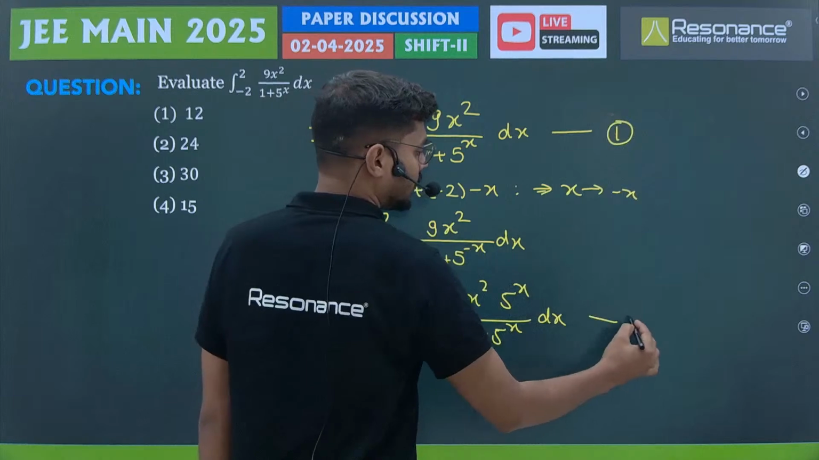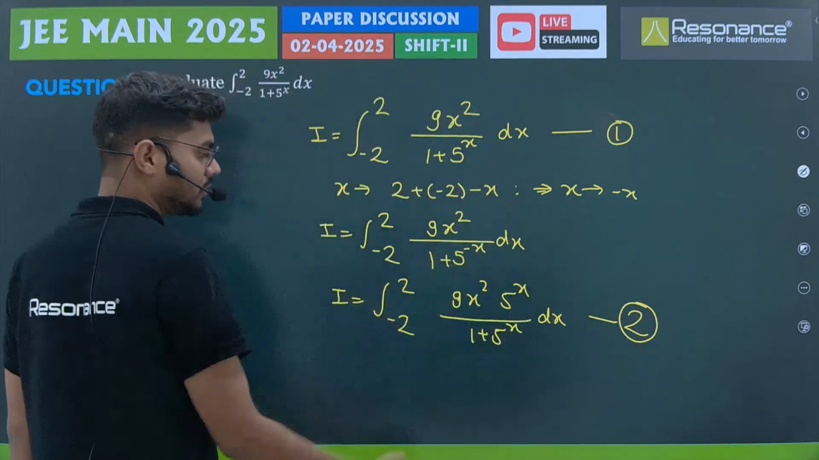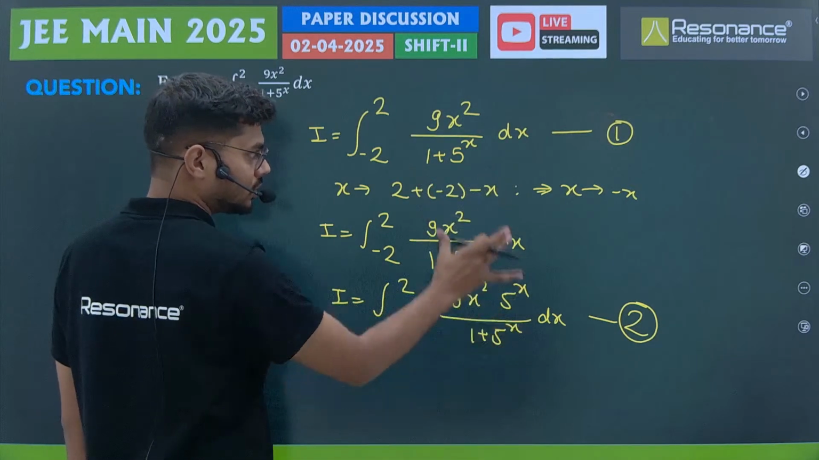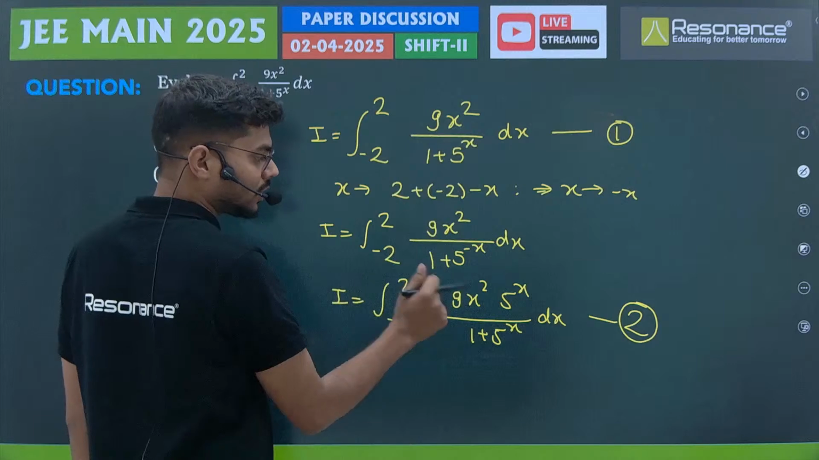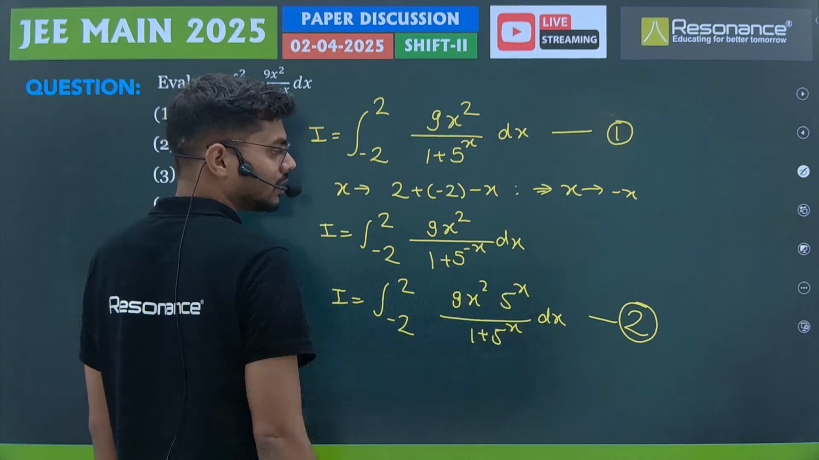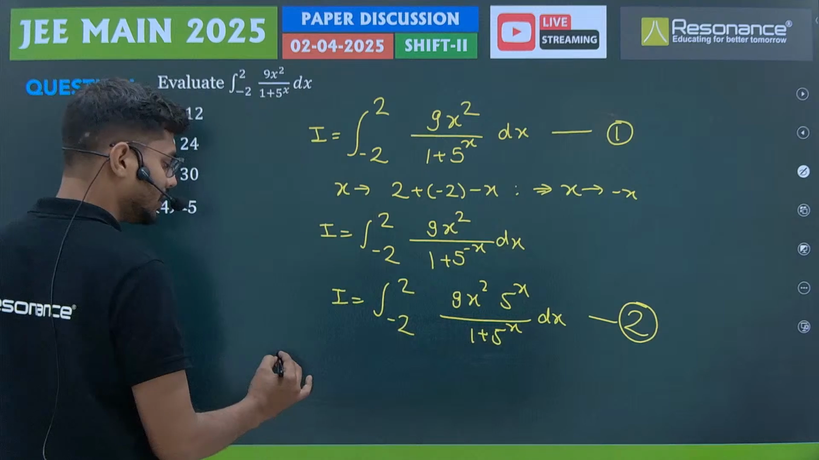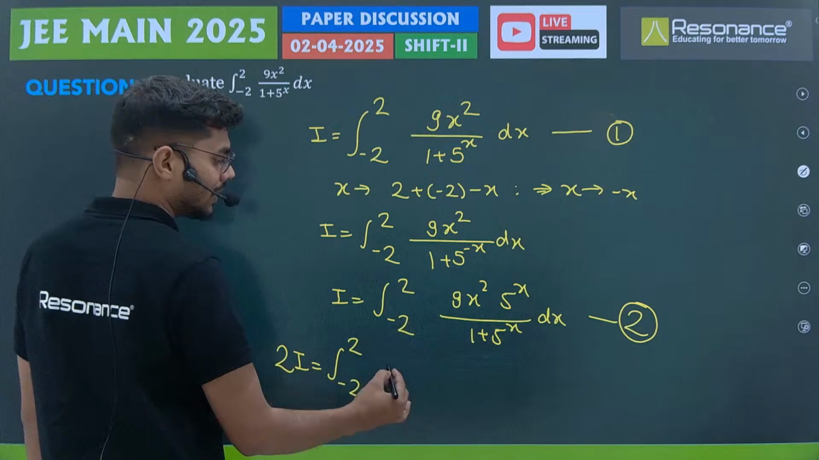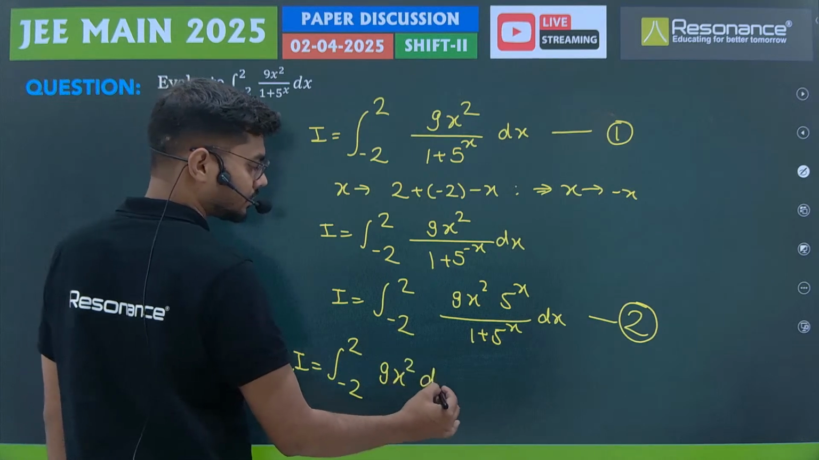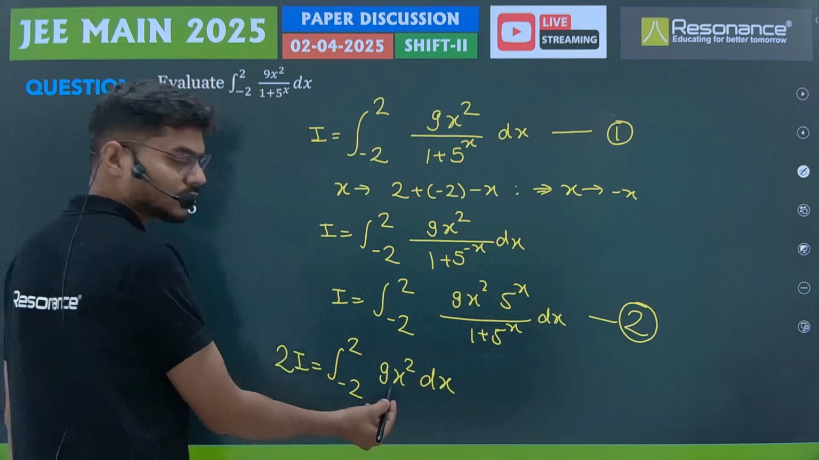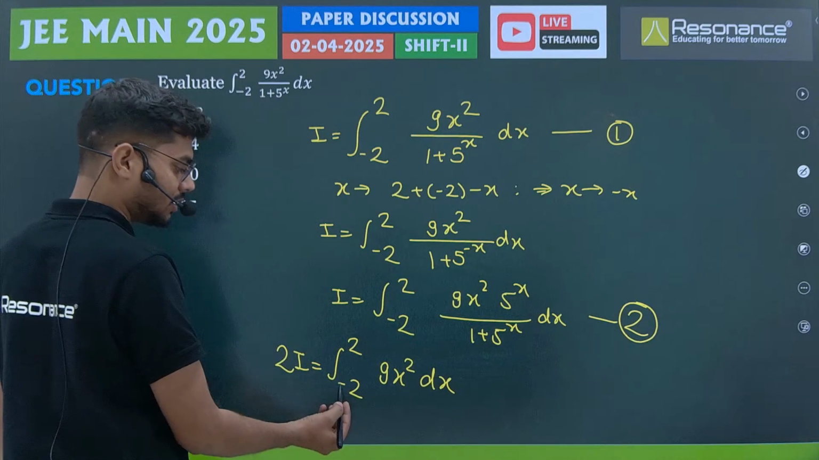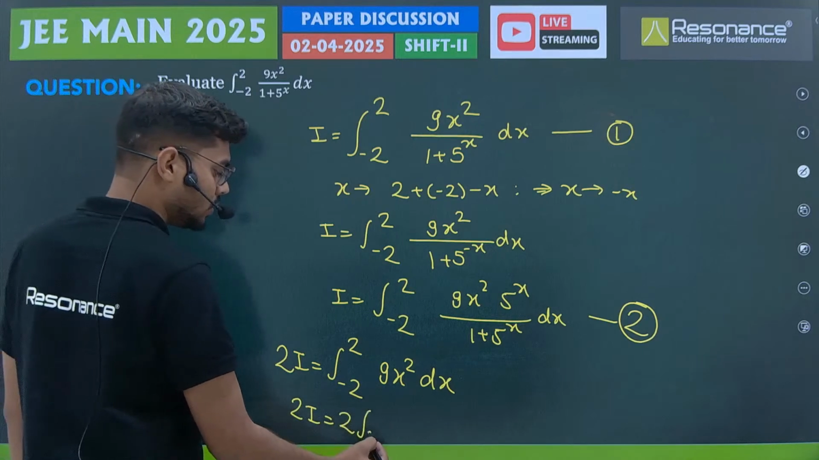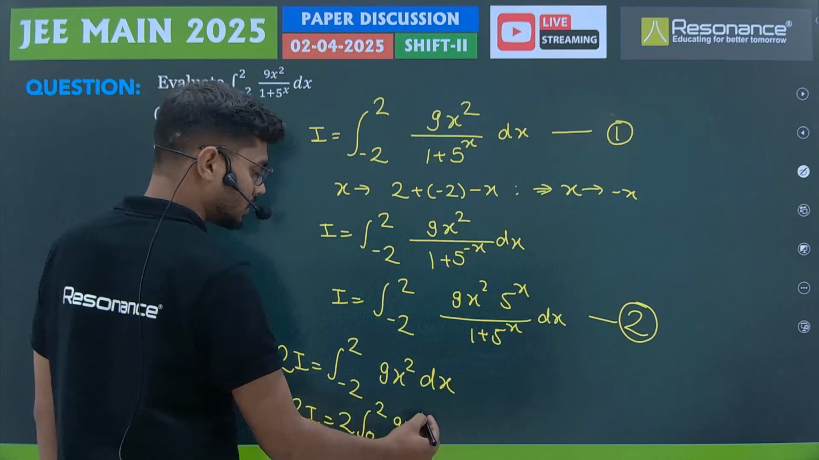This is the first equation, this is the second equation. Add both of them. If I add both of them, the denominator is going to be the same, and the numerator 9x square is common. So I will get 1 plus 5 to the power of x, which is going to be cancelled out. So can I say that 2I is equal to the integral from minus 2 to 2 of 9x square dx. 9x square is an even function, so the integration from minus 2 to 2 I can write as 2I equal to 2 times the integral from 0 to 2 of 9x square dx.